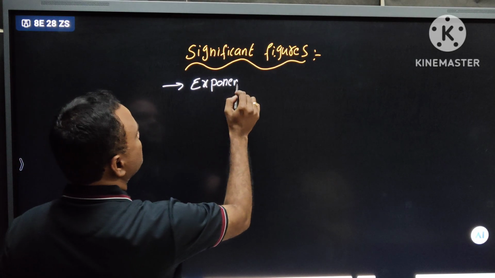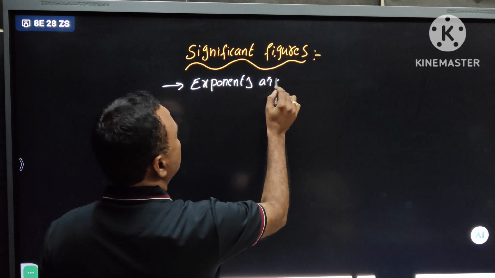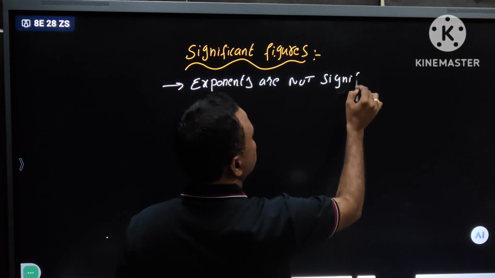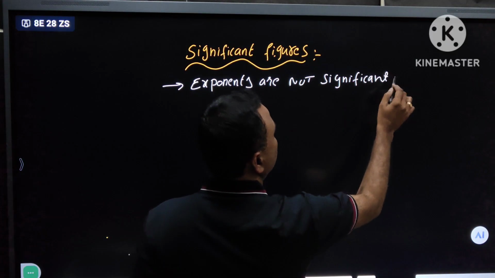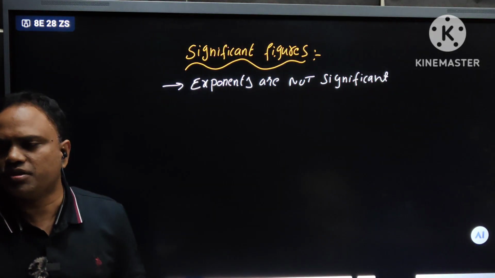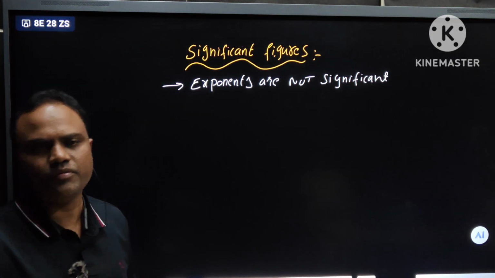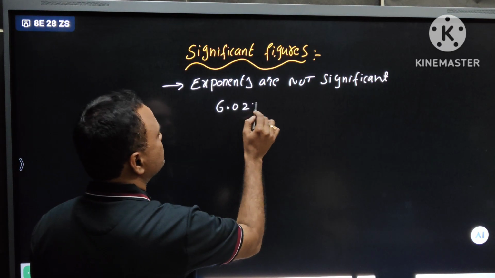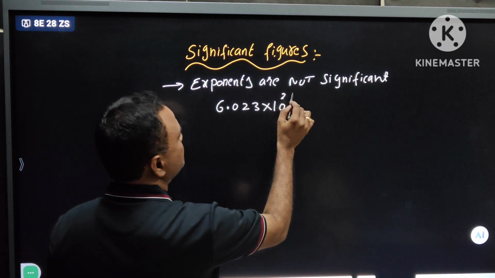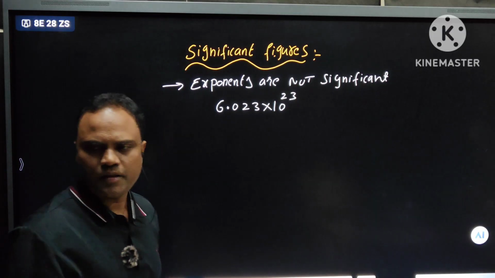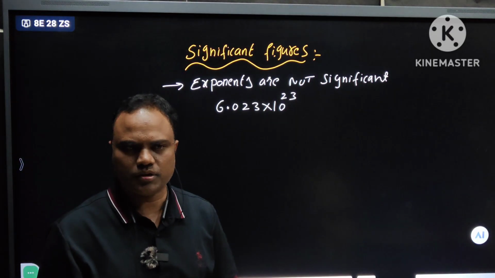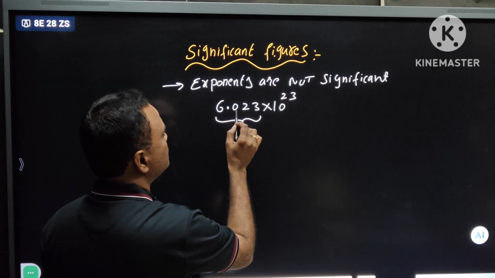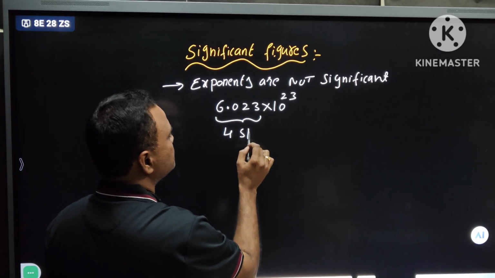Exponents are not significant. Exponents are not significant means 10 powers. For example, if you have 6.023 into 10 to the power 23, ignore 10 powers. How many significant figures are present here? 1, 2, 3, 4. 4 significant figures.